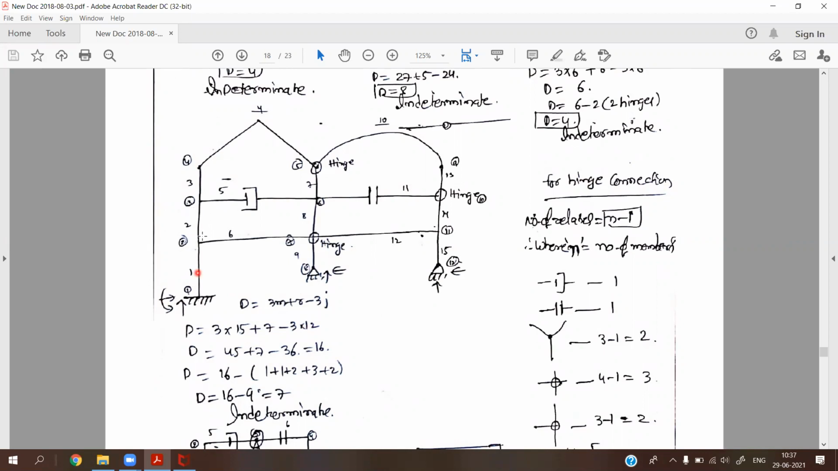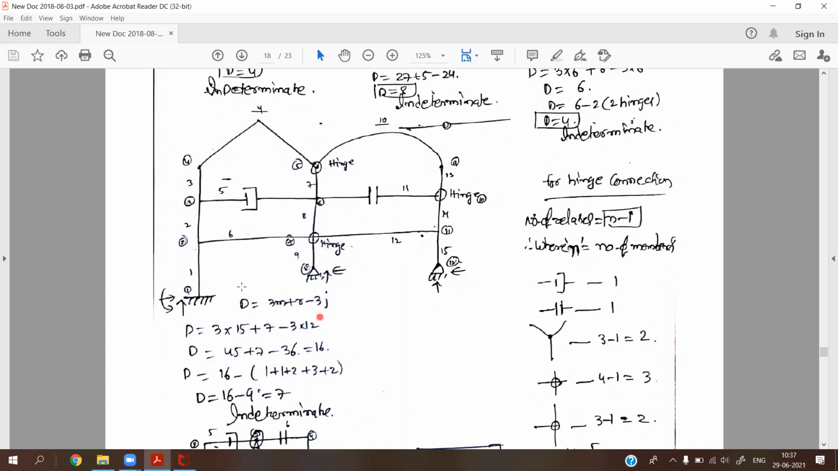1, 2, 3. This is considered as a single beam. Then 1, 2, 3, 4, and also this is 5, this is 6. This is 7, 8, 9. This is also considered as a single beam. 10, and 11, 12, 13, 14, 15. Totally we have 15 members present in this frame. So 3 times 15 is 45, plus 7, so we have 52 unknowns present in this frame.